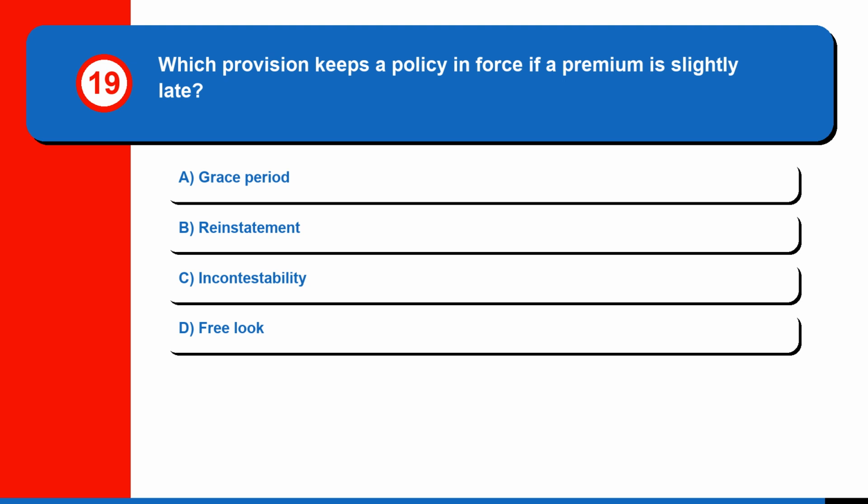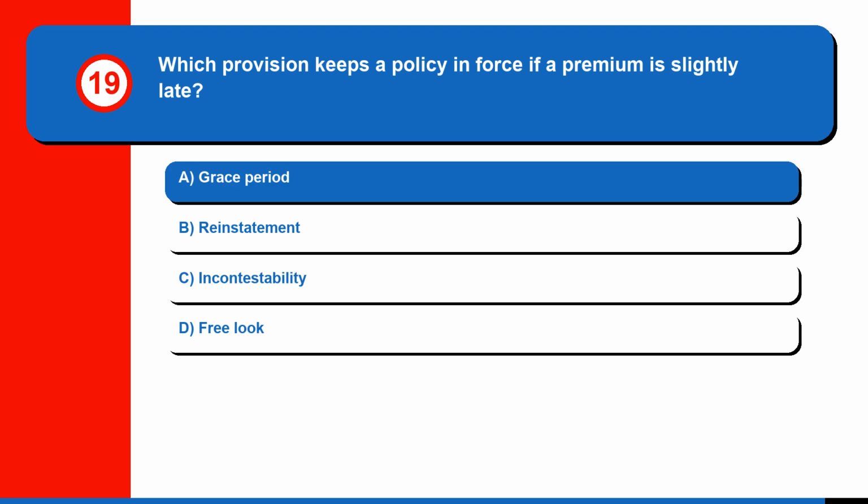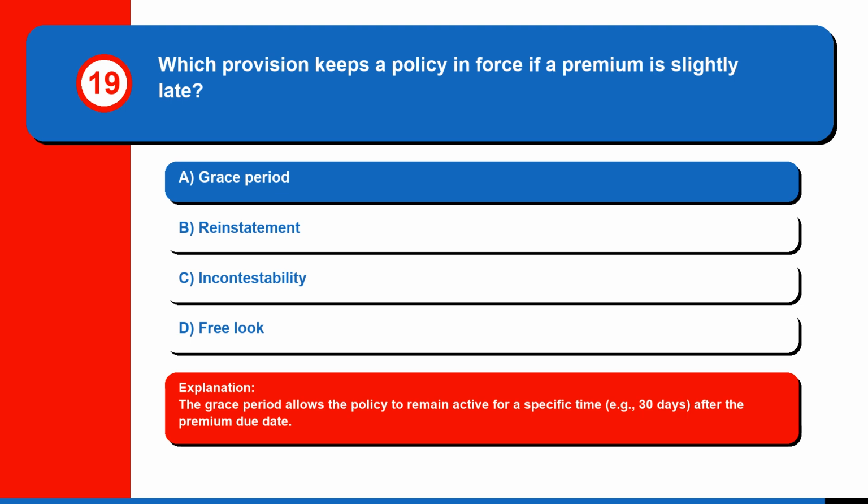Question 19. Which provision keeps a policy in force if a premium is slightly late? A. Grace period, B. Reinstatement, C. Incontestability, or D. Free look. The correct answer is A. Grace period. The grace period allows the policy to remain active for a specific time, for example 30 days, after the premium due date.